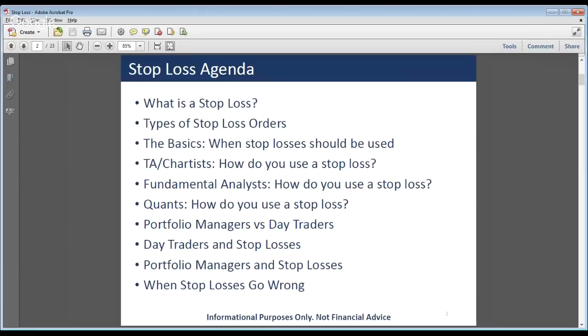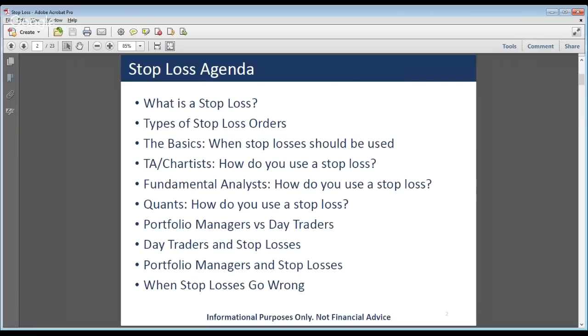Then lastly, I have a pretty decent section on when stop losses go wrong. This is probably the most important part of the entire presentation. What you need to really understand is that stop losses are not some perfect solution to help you avoid loss. There are certainly things that can go wrong and do often go wrong.